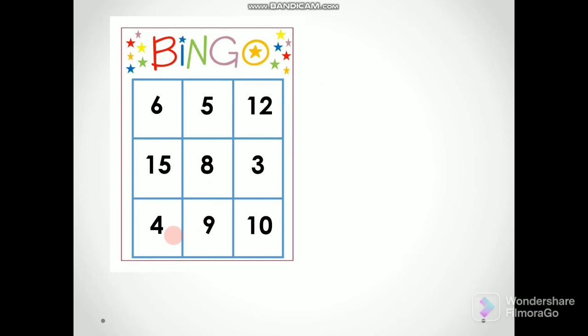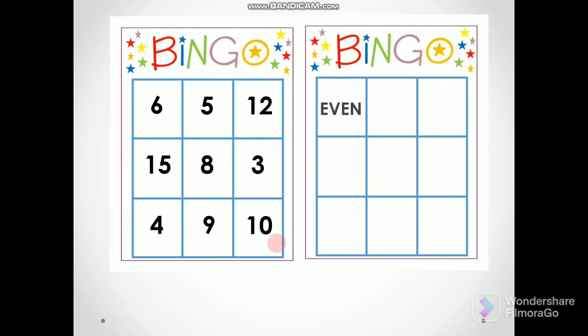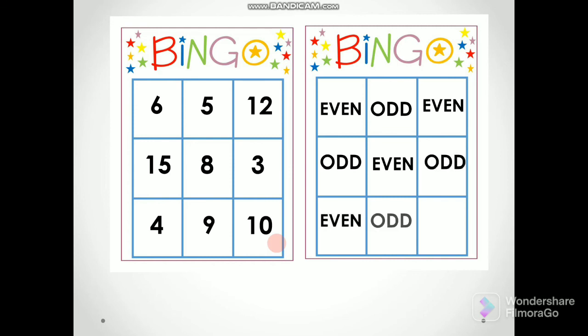How about our second bingo card? For our second bingo card, we have 6, 5, and 12, 15, 8, 3, 4, 9, and 10. So 6 is even, 5 is odd, 12 is even, 15 is odd, 8 is even, 3 is odd, 4 is even, 9 is odd, 10 is even numbers.